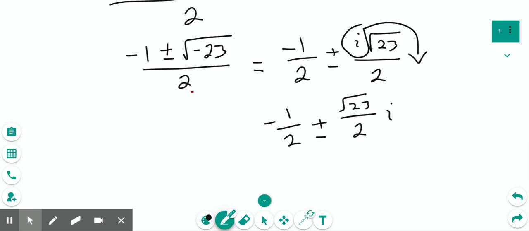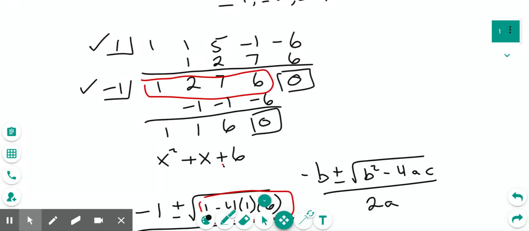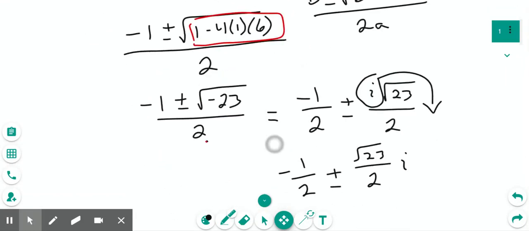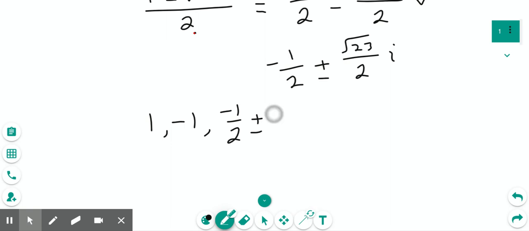Now, what are our solutions? Well, if we go back to the beginning, we see we have 1 and negative 1 up here, and then the complex number. So we've got 4 solutions, which is good because this was a 4th degree polynomial. The solutions are 1, negative 1, and then the complex numbers.